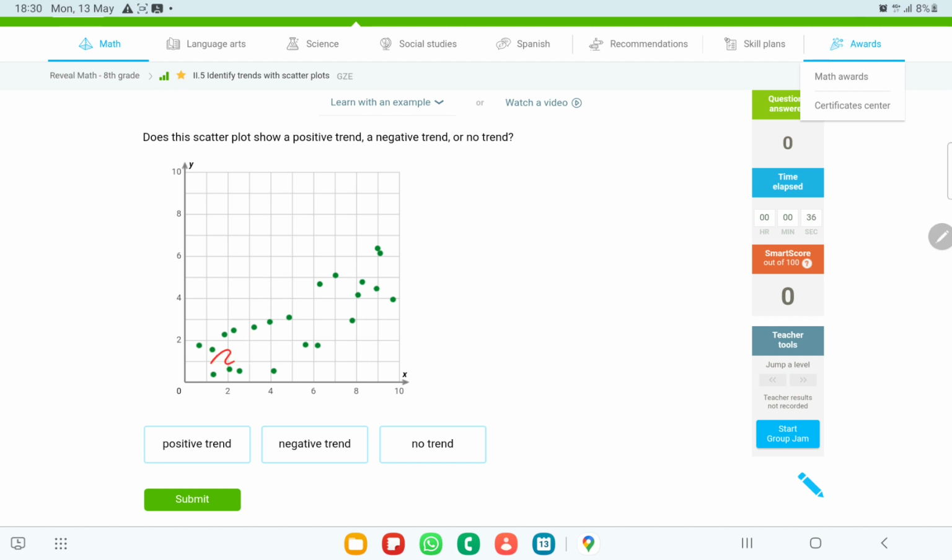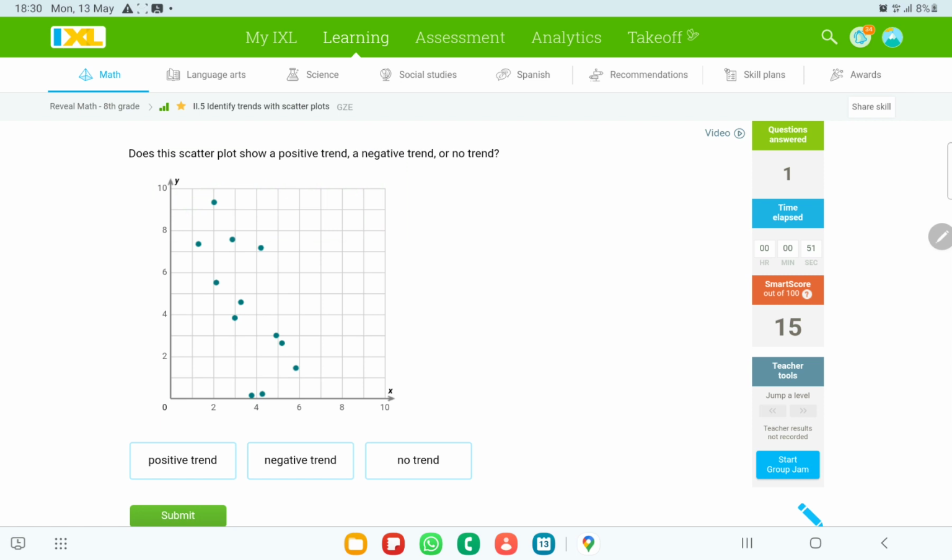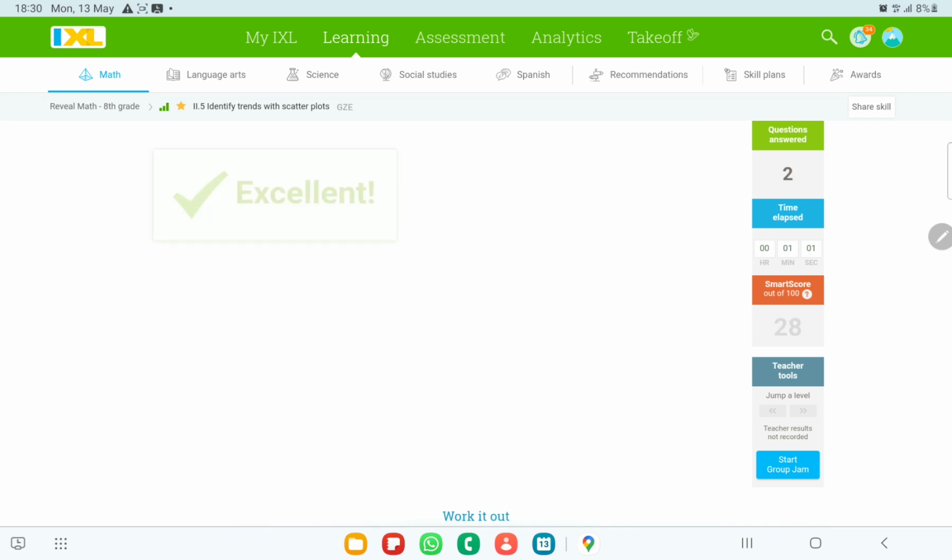This is the question. If you notice, you will find that all the points are going in a certain direction, which is the positive direction. So yes, it's a positive direction. Very good. Positive. Next one here. What is the trend here? Again, if you notice, it is going the other way, which is negative. So yes, it's a negative trend.